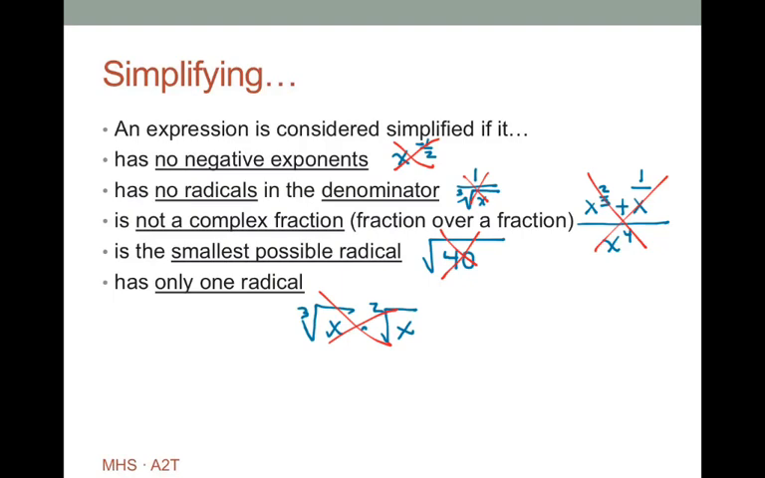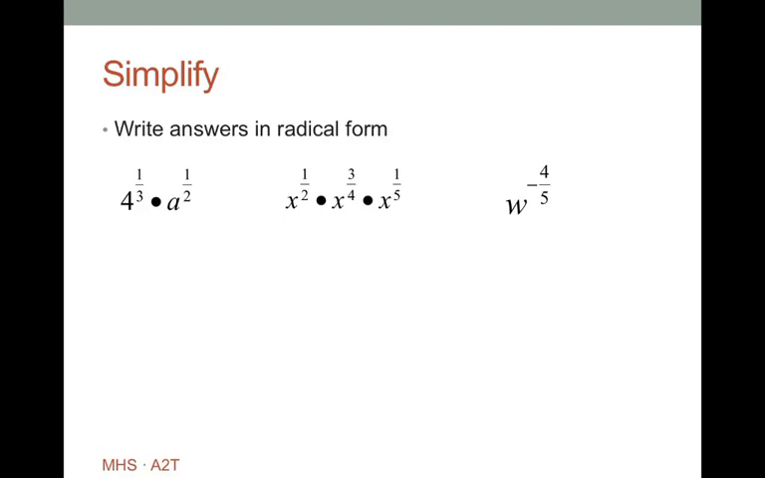We have now the ammunition to do all of those things. So write answers in radical form. First you want to get them as simplified as you can in fraction form and then change them into a radical. So 4 to the 1/3 times a to the 1/2. Okay, 4 to the 1/3 is the same as 4 to the 1/6.